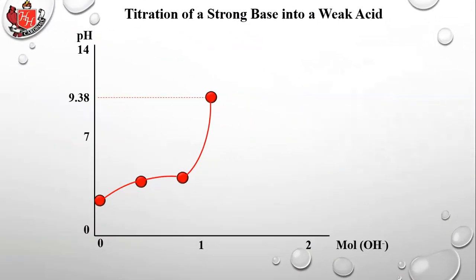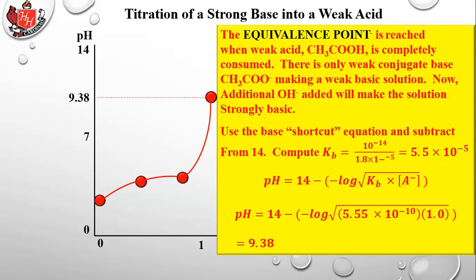Okay, and we're going to plot that there. So the equivalence point is reached when the weak acid CH3COOH is completely consumed. There is only the weak conjugate base, acetate ion, making a weak basic solution. Now additional hydroxide added will make the solution strongly basic because there's no longer the weak acid defenders to neutralize it. So use the base shortcut equation and subtract.